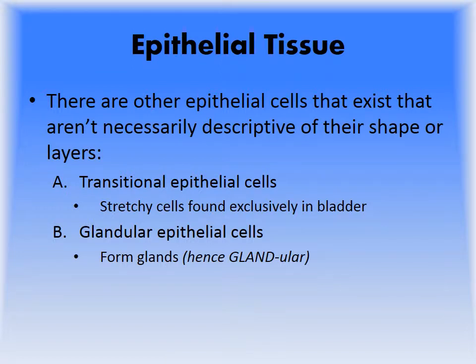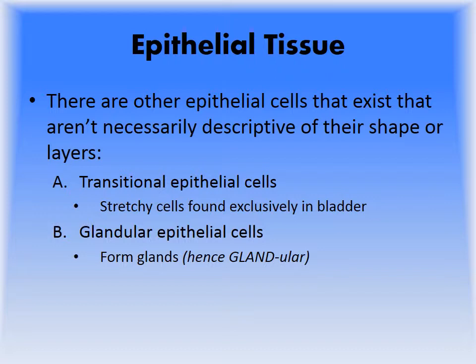So epithelial tissue. There are other epithelial cells that exist that aren't necessarily descriptive of their shape. Okay, so this is, of course, just to make your life difficult. It can't be as simple as just squamous, cuboidal, or columnar. There's also transitional epithelial cells, and these are stretchy cells that are found exclusively in the bladder. Okay, so when we talk about urinalysis and when we get into lab procedures, we talk a lot about transitional cells, and these transitional cells are strictly found in the bladder, and they are a type of epithelial cell, and they're very stretchy, which allows the bladder to stretch, right?